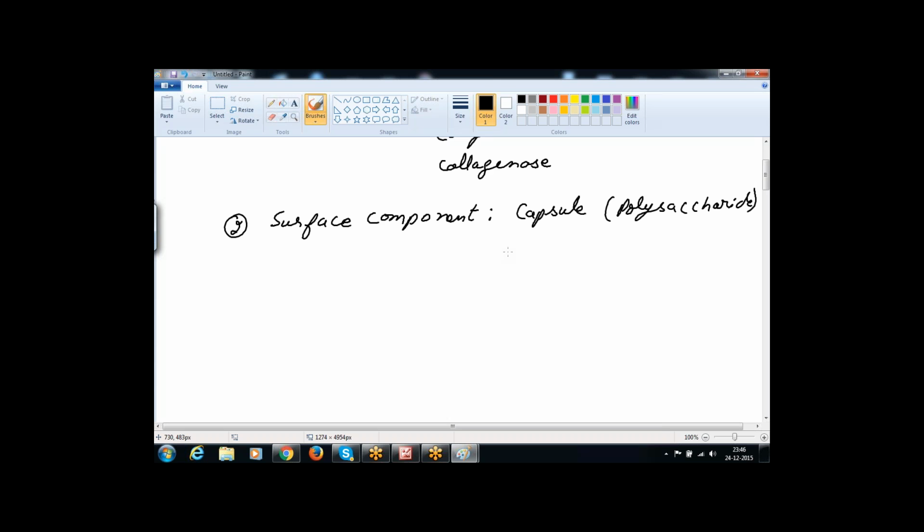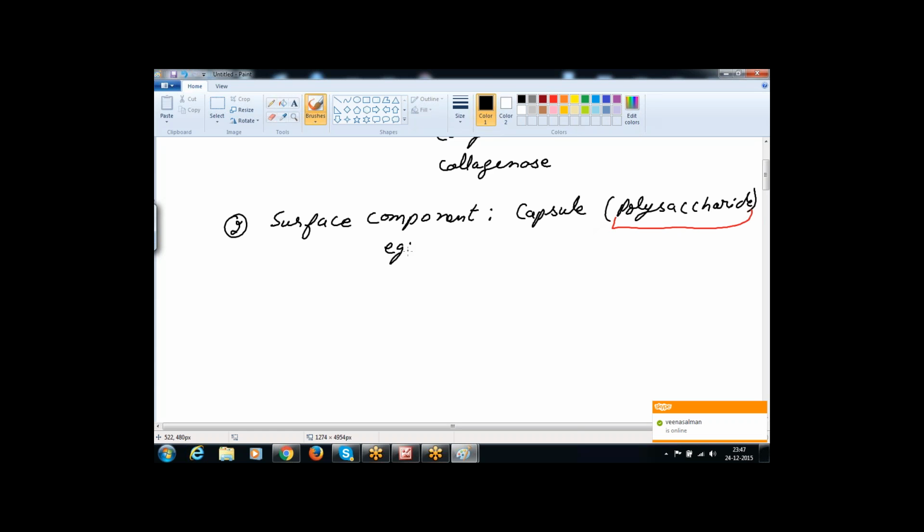Some bacteria, outer to their cell wall, have this special covering called a capsule, which will protect them from the attack of immune cells. The neutrophils and macrophages tend to attack the bacteria, but the capsule will protect the bacteria. So this is an exam question. What is the bacterial capsule made up of? It is made up of polysaccharides. Whenever you study, just remember it as one word, polysaccharide capsule.